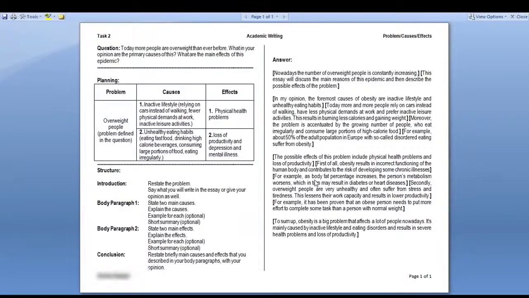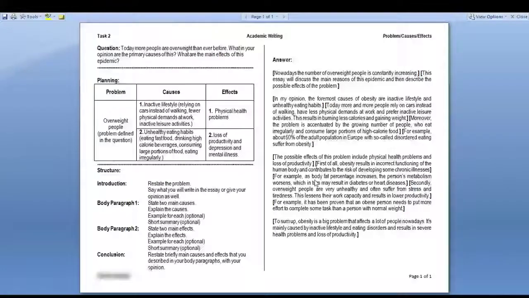After that, we will be writing what I'm going to discuss in my essay. This essay will discuss the main reasons of this epidemic and then describe the possible effects of the problem. Main reasons meaning causes. So rather than saying causes, I used a synonym, main reasons of this epidemic, and then I said the possible effects of this problem. The problem is already mentioned in the first line, being overweight. So that is the end of my introduction.